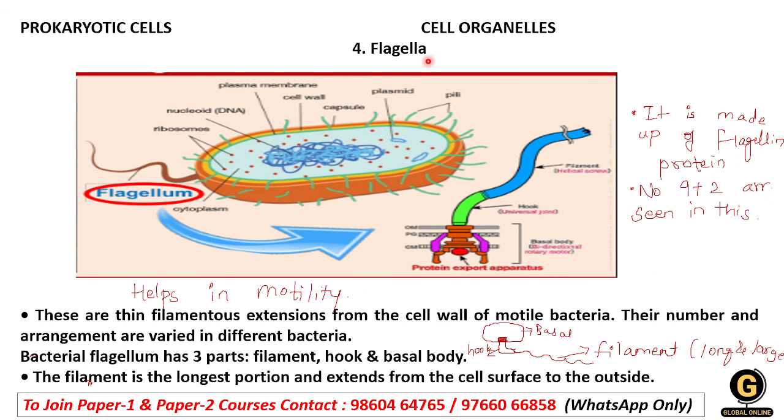Next we saw the flagella. It is a long, thin, thread-like structure. It is made up of flagellin protein. No 9+2 arrangement is seen in this. What is the role of the flagellum? It helps in locomotion, that is, motility of the cell to move from one point to another. The flagellum has three parts: basal body, hook, and filament. The filament is the longest portion and extends from the cell surface to the outside.